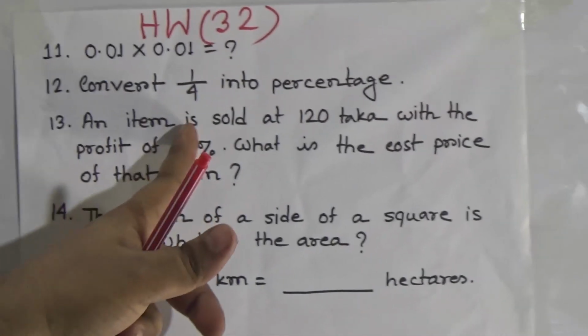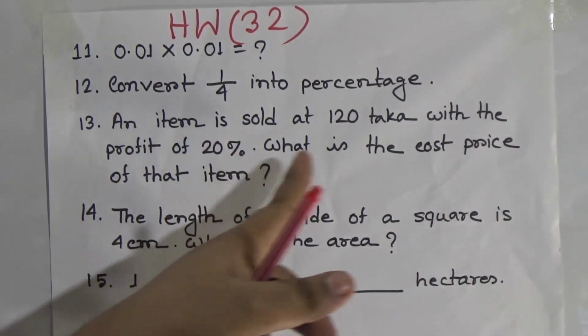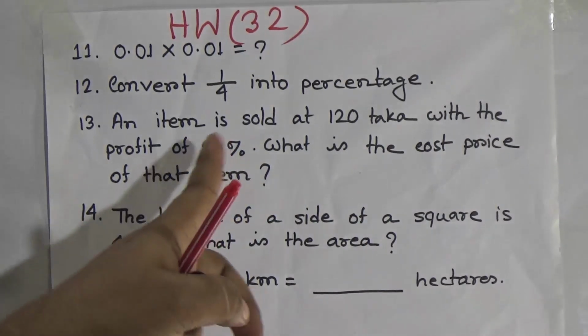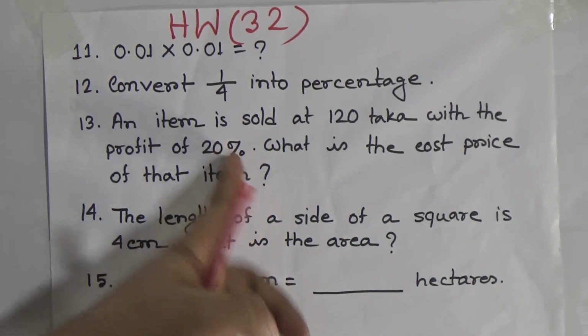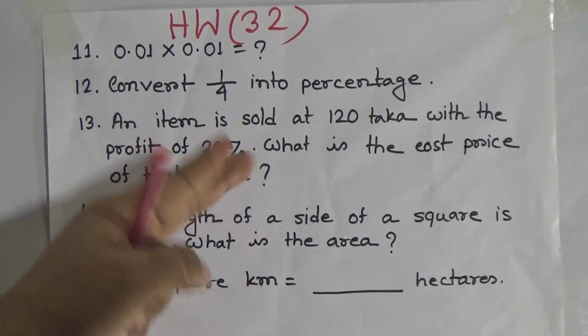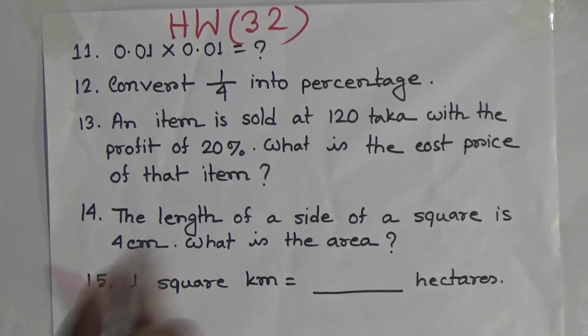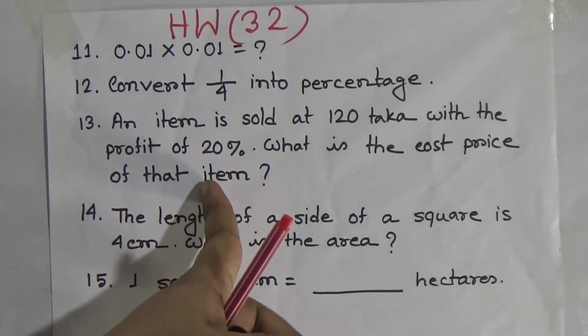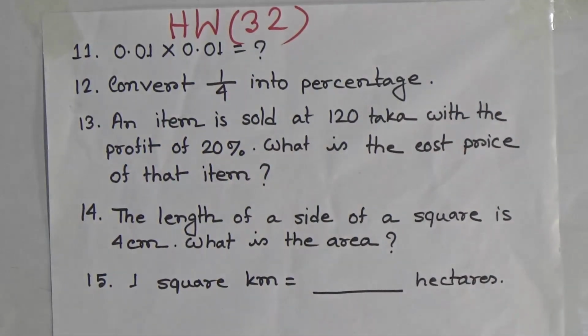Question number 13, an item is sold at 120 taka with a profit of 20%. What is the cost price of that item? From this information you notice profit of 20%, that means out of 100 taka the profit is 20 taka. So if the cost price is 100 taka at 20% profit, the selling price will be 100 plus 20 taka, then it will be 120 taka. Okay, so you can use here the unitary method. That means if selling price 120 taka, then cost price 100 taka. If selling price 1 taka, then what will be the cost price?